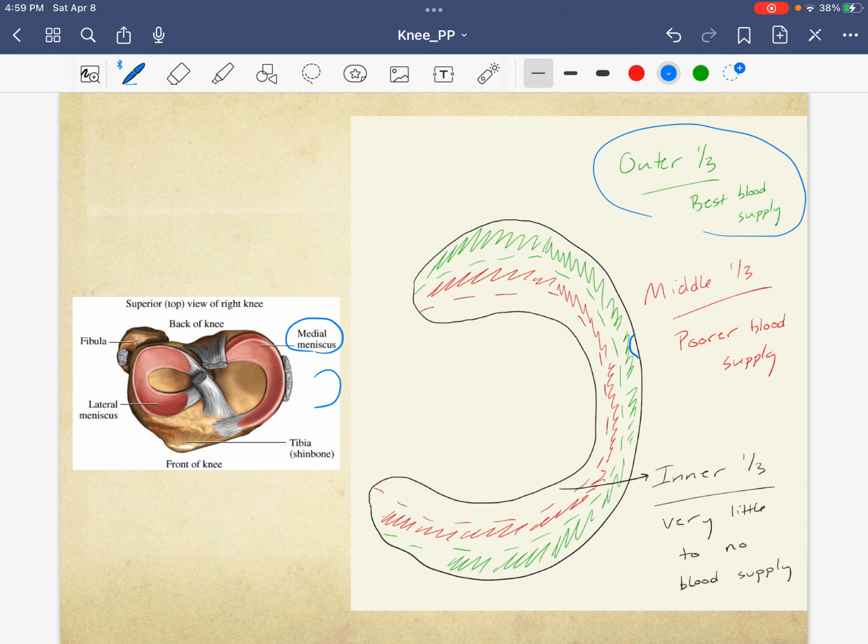So if we have a tear in the outer third, much better prognosis, right? Maybe it'll heal a little bit on its own. Maybe we can go in there and just shave a bit off. But as we go further and further in, or medial, it goes from having an okay blood supply to a poor blood supply to very little to no blood supply. So just know this in general. The outer rim has the better blood supply. Still not great, but the outer rim has the better blood supply. It gets worse as you move medial.